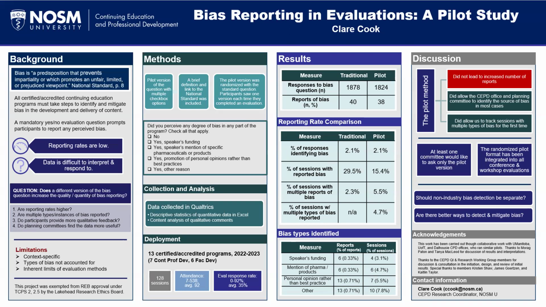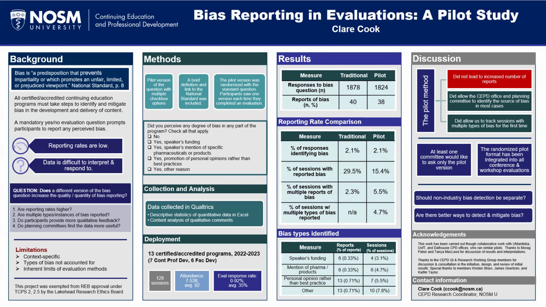Literature has documented that reporting rates to this question are very low, around 1%, and that bias is often not reported, even in cases where there are clear, demonstrable examples of bias in the session. Further, many participants will simply check one of the boxes and move on, and without a description of the perceived bias, planning committees are hampered in their ability to respond to any reports of bias.